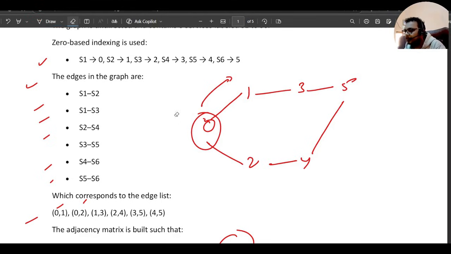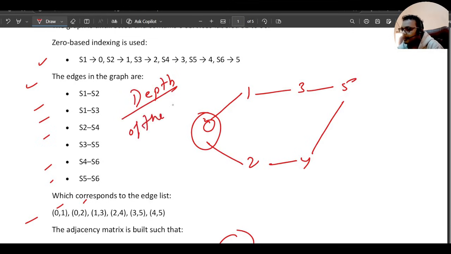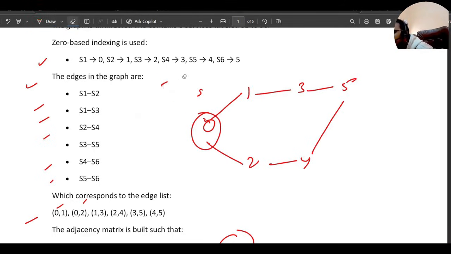Okay, now DFS is basically depth first search. That means we will be going to the depth of the edges or vertices. How we do the DFS is, you will start with a point and go to the depth of it. If you are starting with 0, you will not see the neighbors. You will just go in one direction. So from 0, we will go to 1.